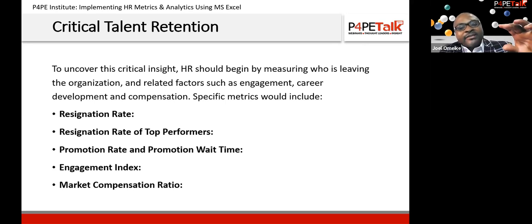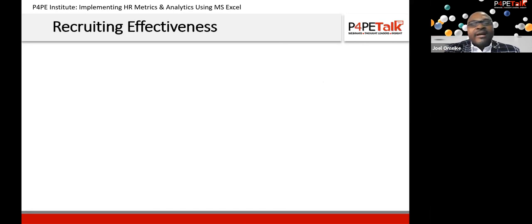When you combine these 5 metrics we've mentioned here and pull it together, it shows whether you're retaining your critical talent within the organization. And these can be tracked in Excel, and you can show your presentation of your report based on this. Let's look at the second one.